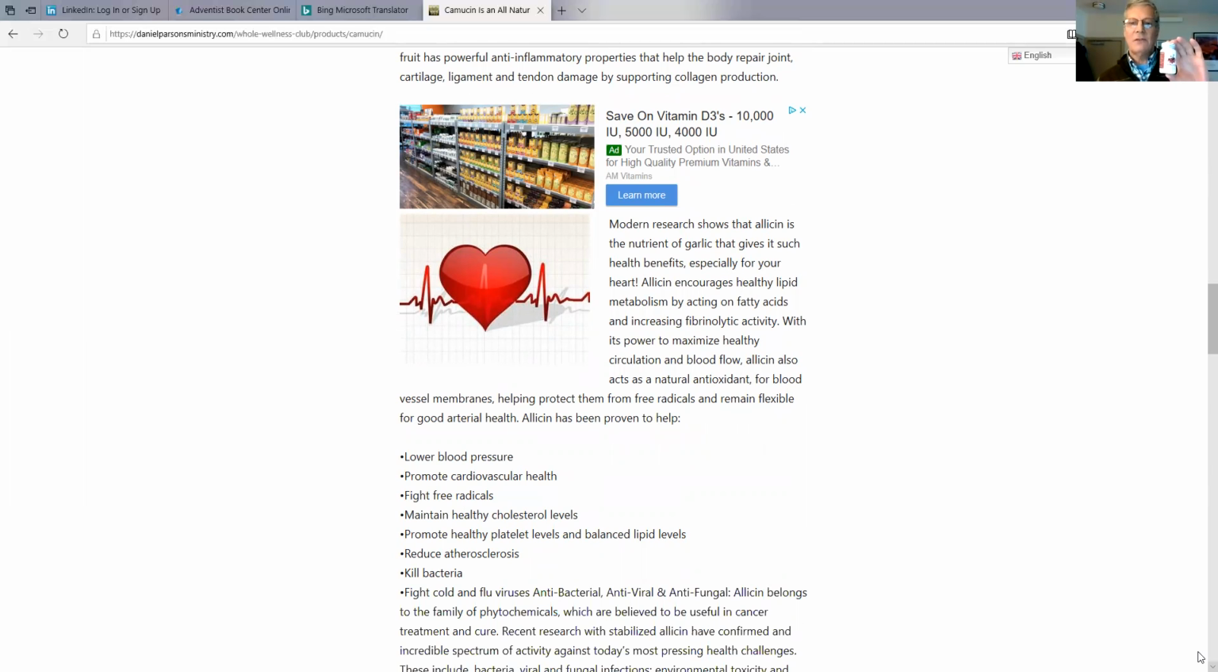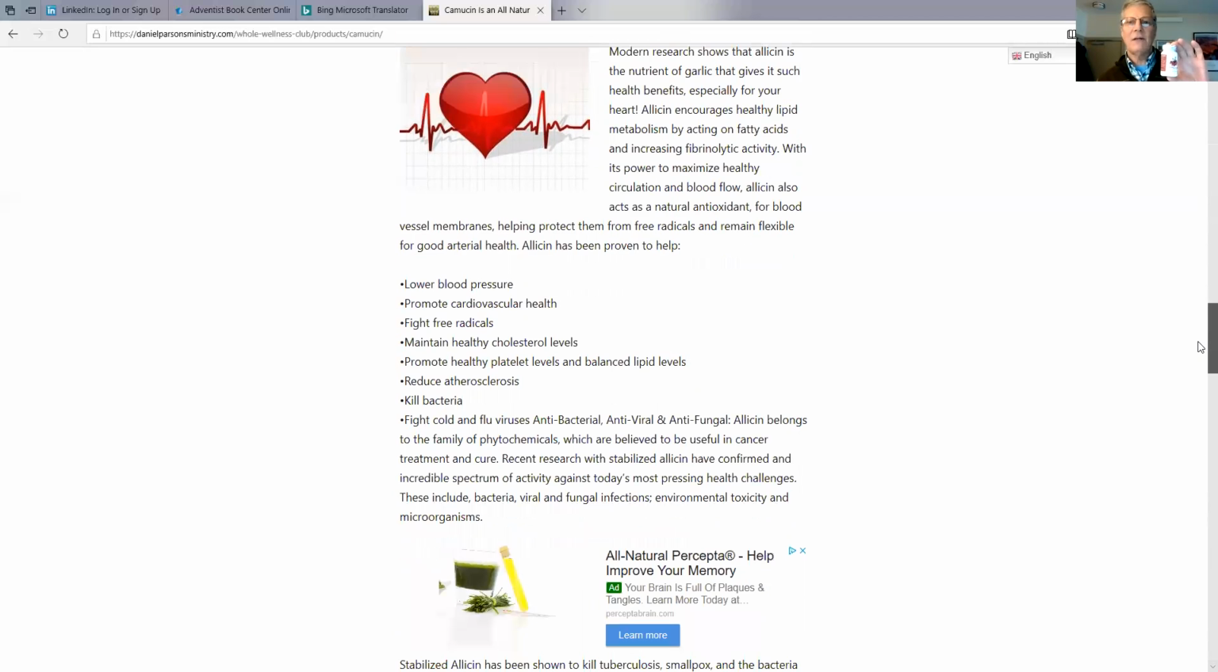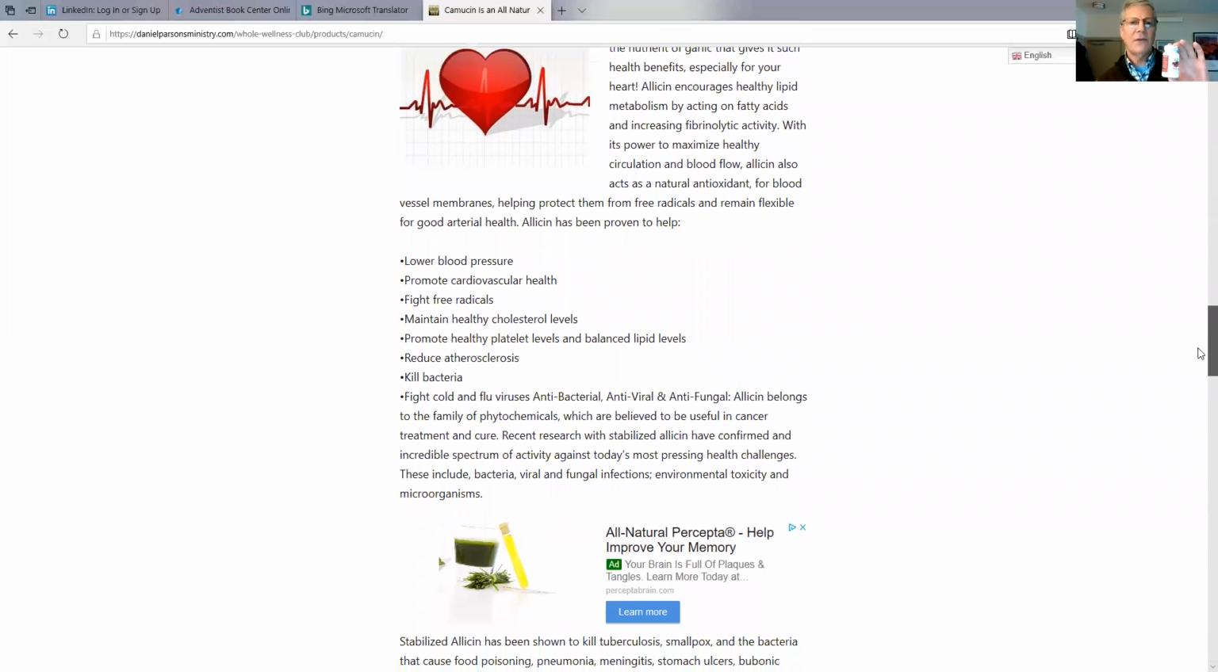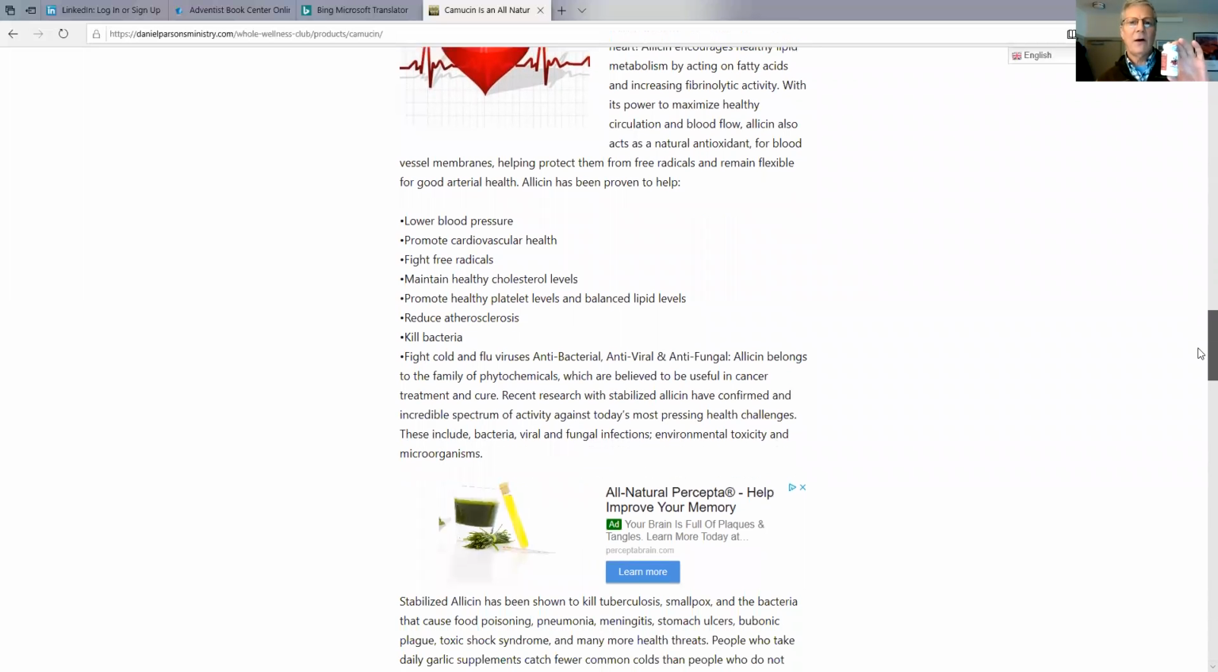A lot of research shows that Allicin is the nutrient of garlic that gives it such good health benefits, especially for your heart. Allicin encourages healthy lipid metabolism by acting on fatty acids and increasing fibrinolytic activity. With its power to maximize healthy circulation and blood flow, Allicin also acts as a natural antioxidant for blood vessels' membranes, helping protect them from free radicals and remain flexible for good arterial health.